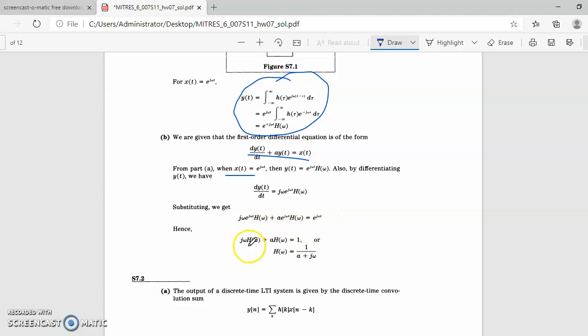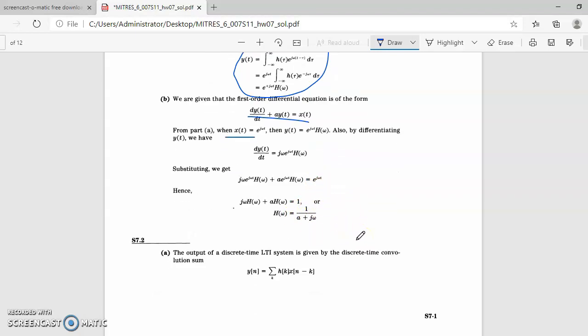So jω·H(ω) + a·H(ω) = 1, and H(ω) is a constant, so H(ω) = 1/(a + jω). I think everyone can easily understand this problem. So let us move on to the next problem.